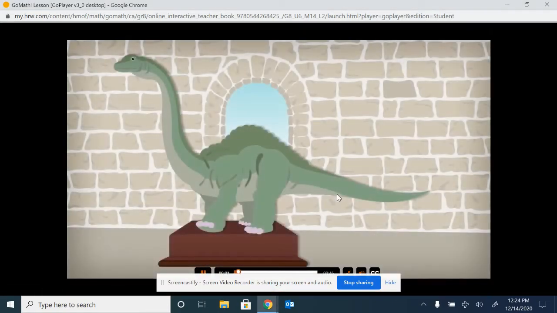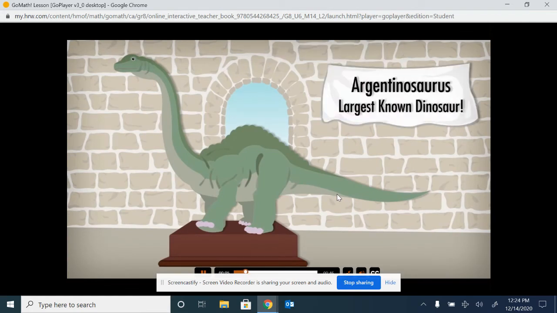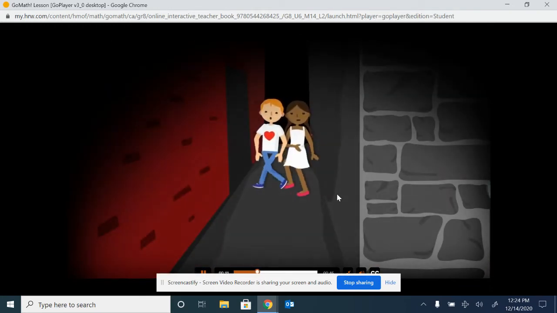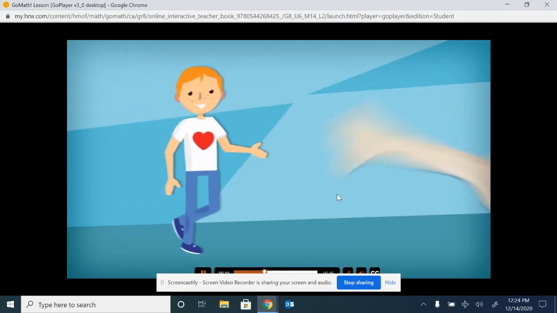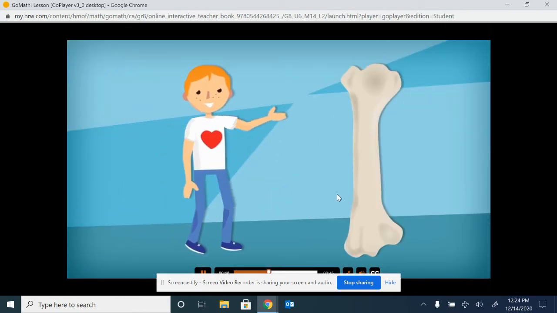Your class goes on a trip to the Natural History Museum to see an exhibit on the Argentinosaurus. The Argentinosaurus was the largest known dinosaur. Although this giant wasn't a meat eater, it would still be a pretty scary sight if you saw one coming down a dark alley. In 1987, an Argentinosaurus bone was found that measured over 150 centimeters. Pretty big, huh? And that's only part of its leg.